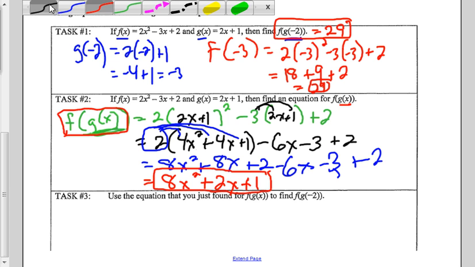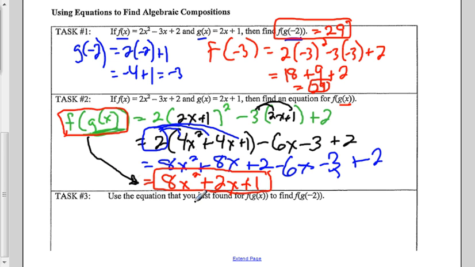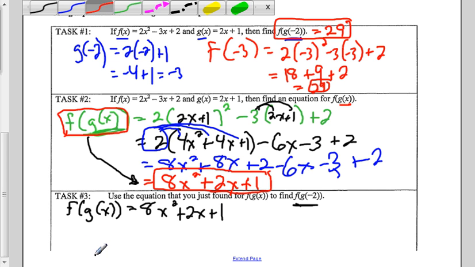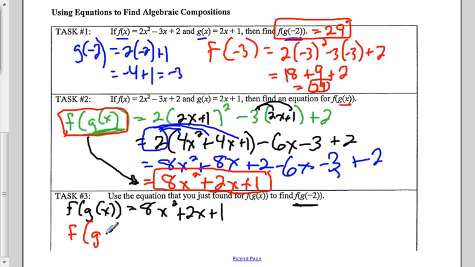Now task 3 asks us, hey, let's put it all together. Let's use the equation we just found. So we just said f of g of x was 8x squared plus 2x plus 1. Now let's put in f of g of negative 2. So let's put in negative 2 here. And let me just write these down. So we know that f of g of x equals 8x squared plus 2x plus 1. And now we are going to find f of g of negative 2.